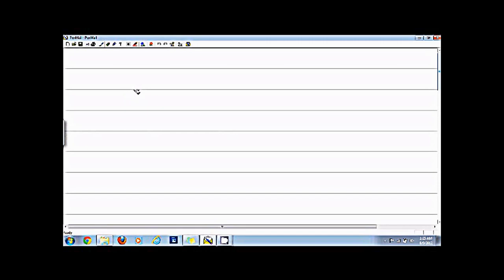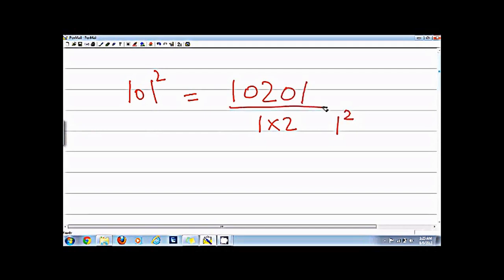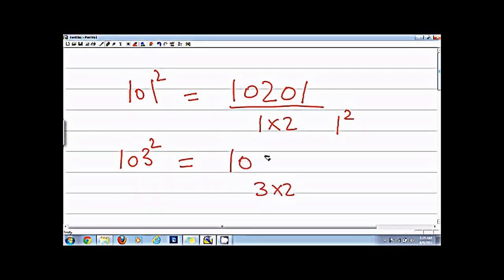For example, if I have to take the square of 101, I'll write 1 and then multiply 1 by 2. This 1 comes from here, so that will be 2. So I'll write 102 and then take the square of 1, which is 1. So I'll write 10201. Similarly, if I have 103 and I want to take the square of that, I say 1, then 3 times 2 is 6, so 106, and then 3 squared is 9, so 10609.